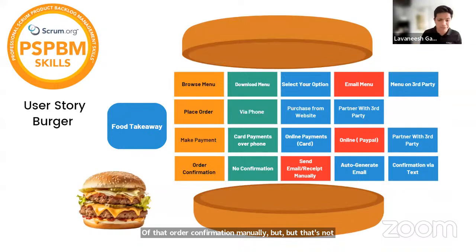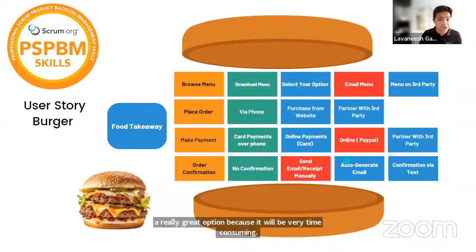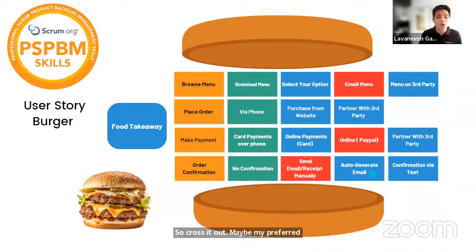So cross it out. Maybe my preferred option in the future could be that we auto generate that confirmation email and send it to the people, or maybe send it via text as well. And that's something that we can explore in the future. But if you see all these green ones, I can still sell my food to my customers. And this is what it's all about: what could be your first bite?